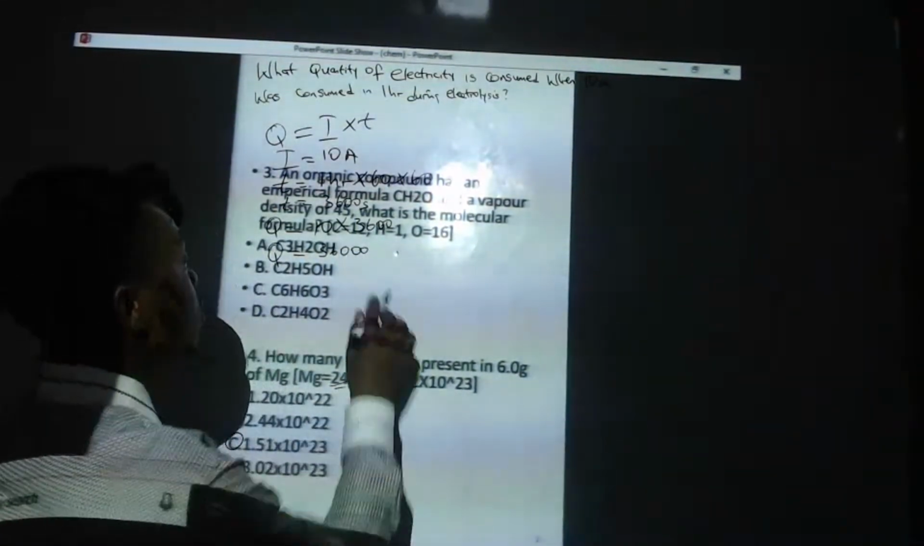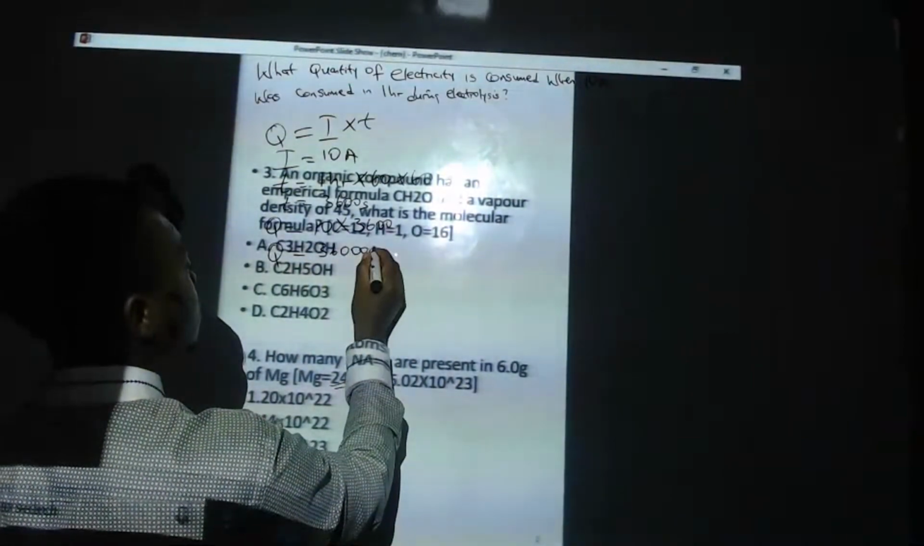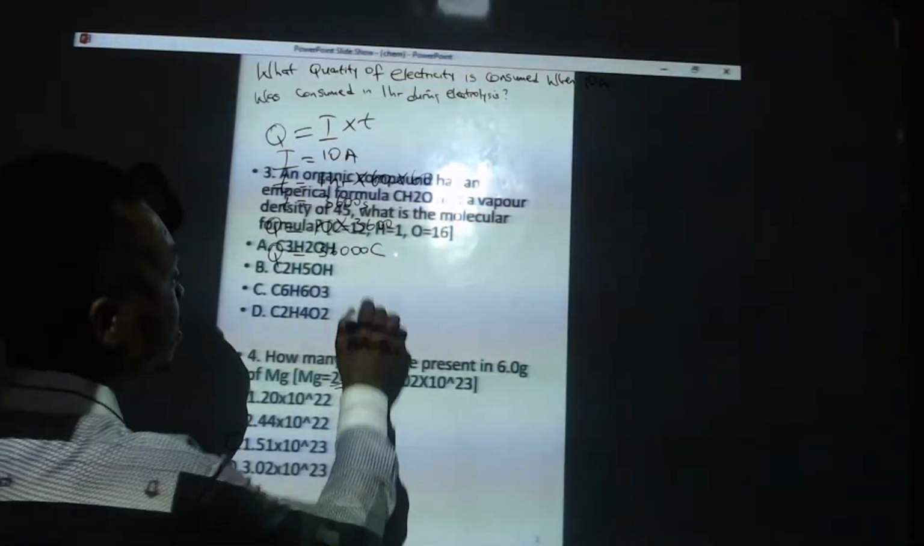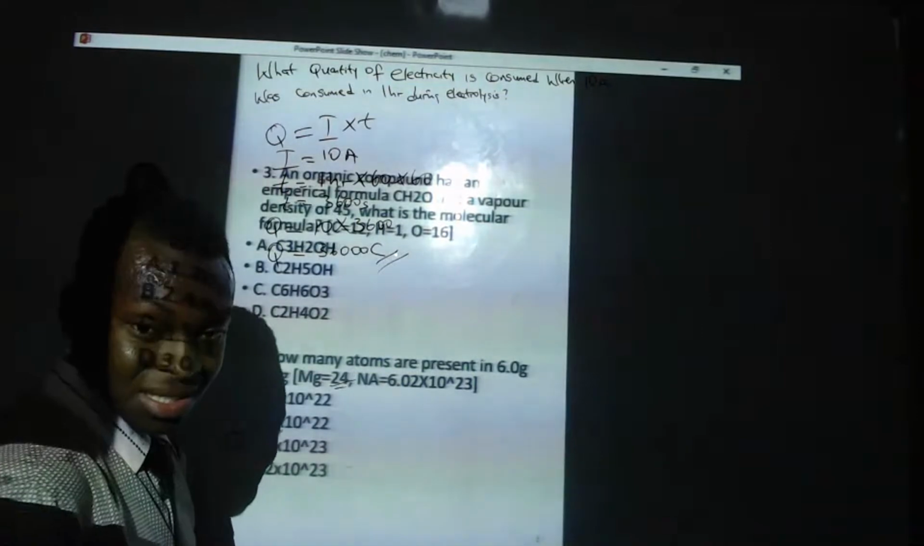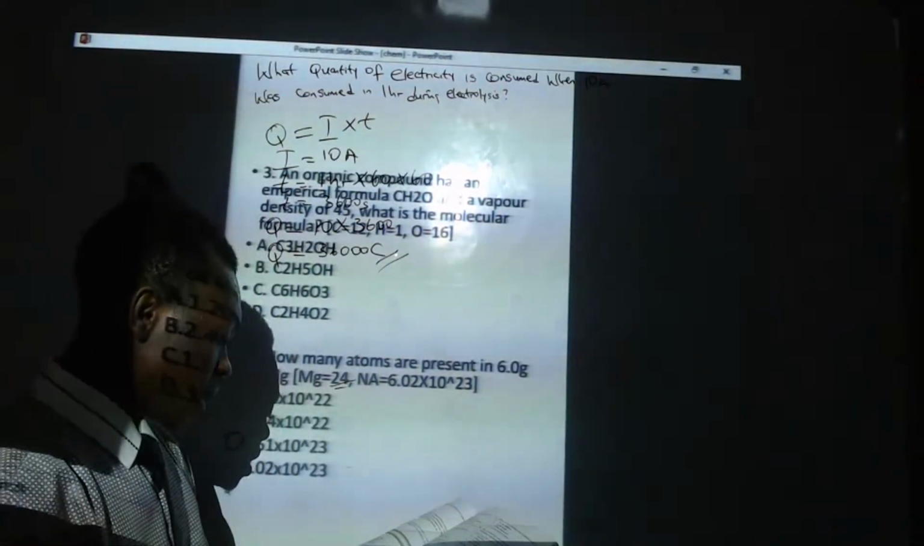Now, quantity of electricity is measured in coulombs. So your answer will now be in coulombs, which is C. So this is 36,000 coulombs. Now let's look at another question.